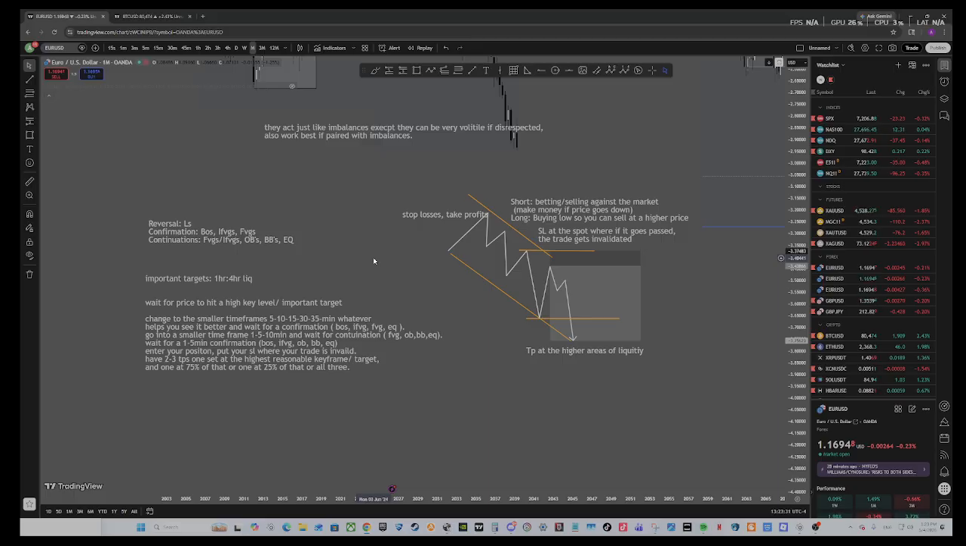You put your stop loss where your trade is invalid. You should have anywhere between 1 to 3 TPs, preferably 3, right? But you don't always have to have 3. Sometimes you'll only be able to have 2, just the way the market is moving, right? So let's see what I said here. Have 2 TPs, one set at the highest reasonable key level target, and one at 75% of that, or at 25% of that, or all 3, which I like to do.